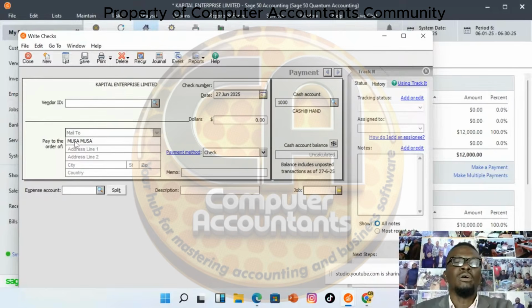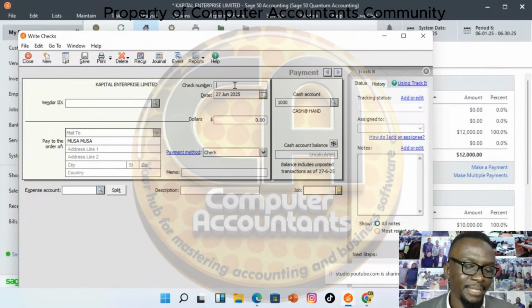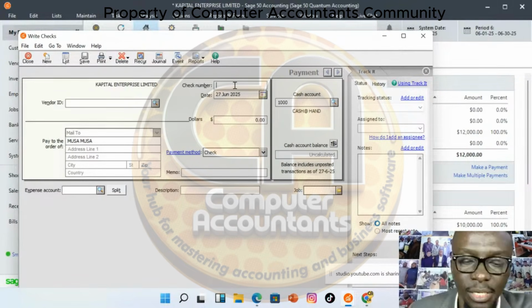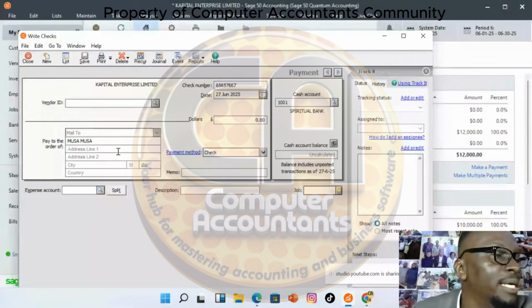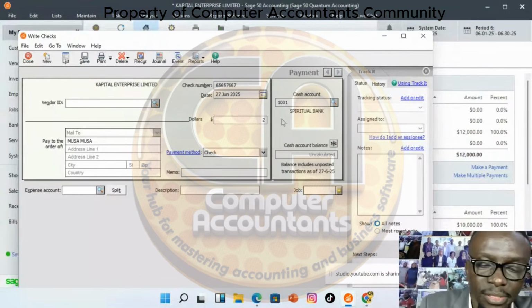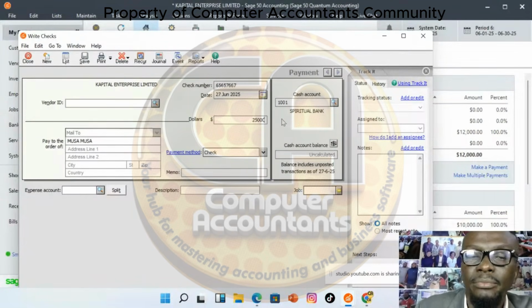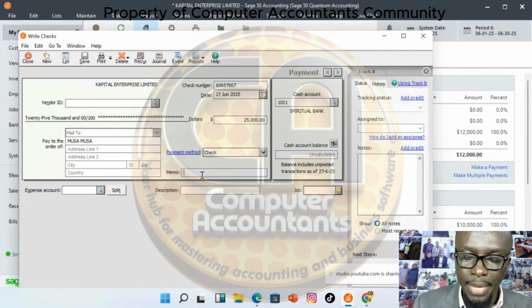So I'm using it on the fly because they are not in the data. So Musa, all of them were paid by cash or by check. Yeah, it says check. So the check number issued to him, then the Spiritual Bank where the money will be extracted from, then the amount, 25,000. Then your narration, being salary for the month of May.